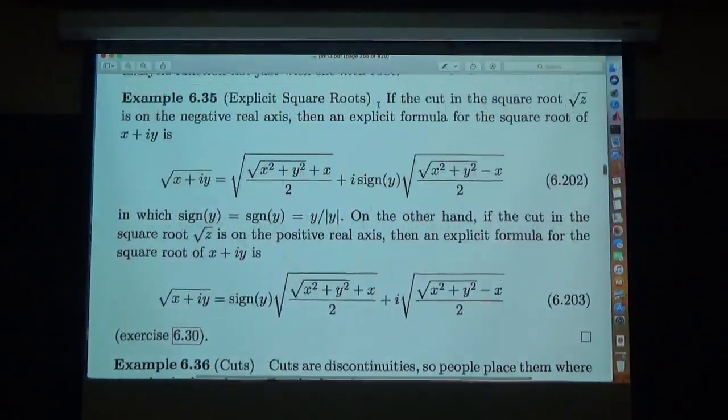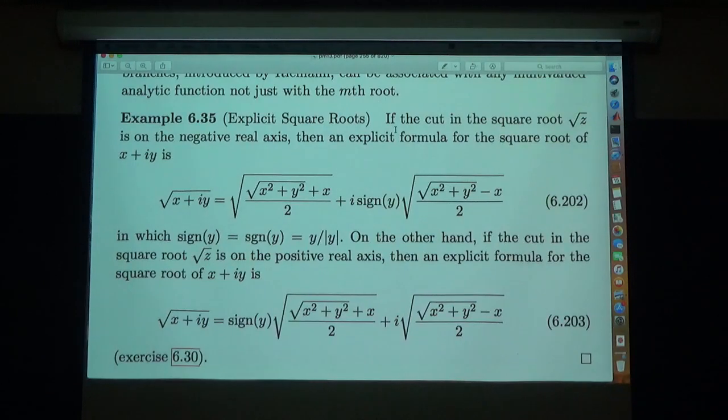And if you put the cut on the negative real axis, then an explicit formula for the square root of z is this. On the other hand, if you put it on the positive real axis, an explicit formula is that. And if you're writing a Fortran program or a program in some other computer language, and you're dealing with complex numbers, you may need to use formulas like these. You may find them absurdly complicated. I agree, they're more complicated than one would expect.